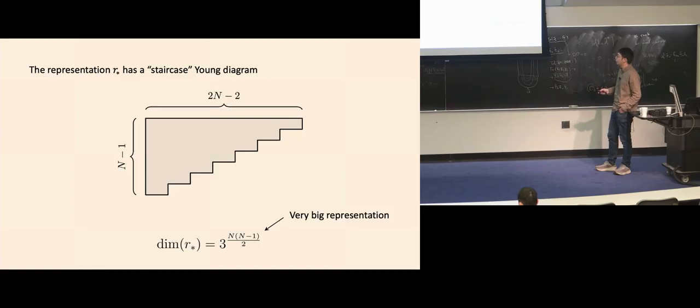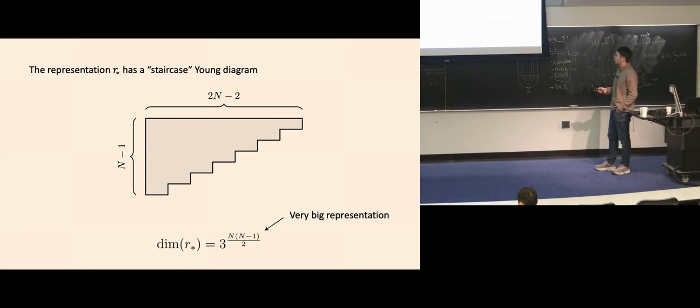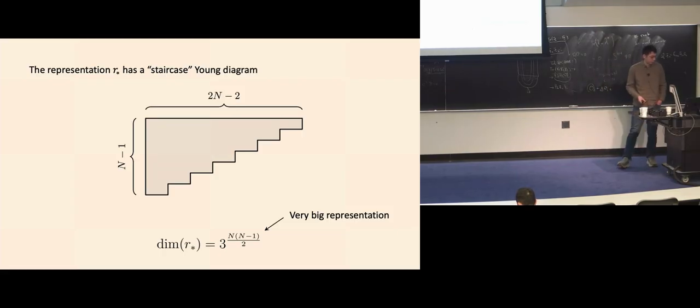With these, you can also compute the dimension of the representation, which is just the number of states in the representation. And you see the number of states is very, very big. It grows like 3 to the n times (n minus 1) over 2. So it's some e to the n squared number of states in each individual representation. So it's a very big representation.